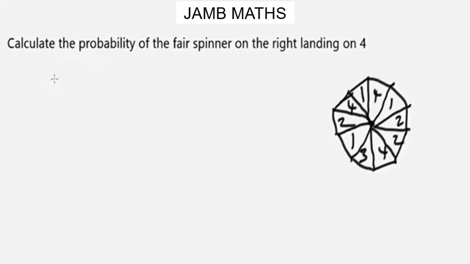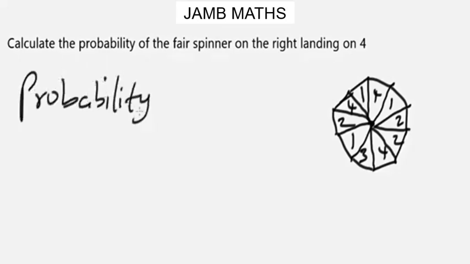Now, the probability of the first spinner on the right landing on 4 will be the number of ways for it to happen over the total number of possible outcomes. So this is the spinner. In this spinner, we have 1, 4, 1, 2, 2, 4, 3, 1, 2, 4, 1. That means we have 10 total possible outcomes for this spinner on the right.